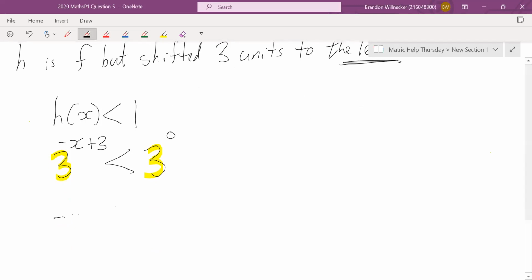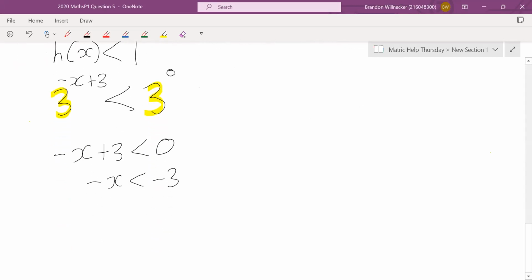So in this case, we have minus x plus 3 is less than 0. Minus x is less than minus 3. So x is greater than 3.